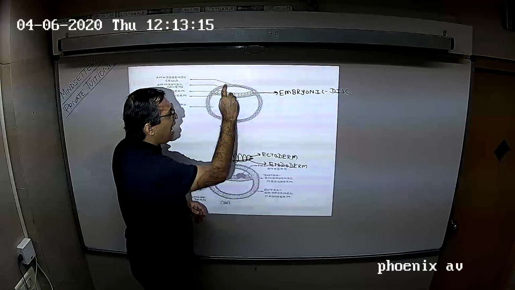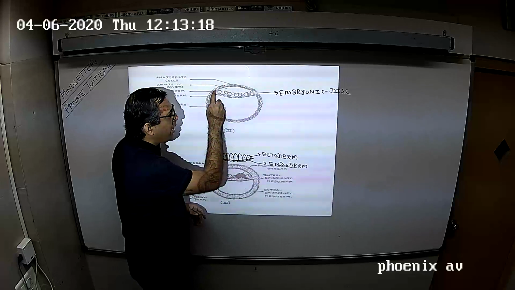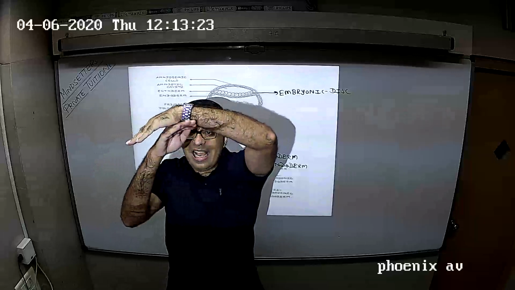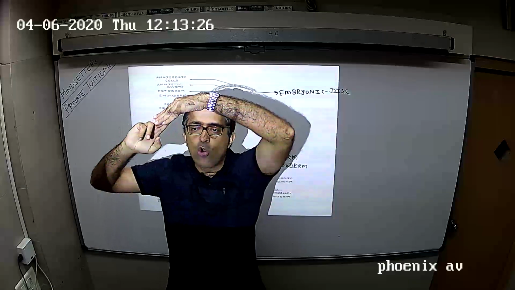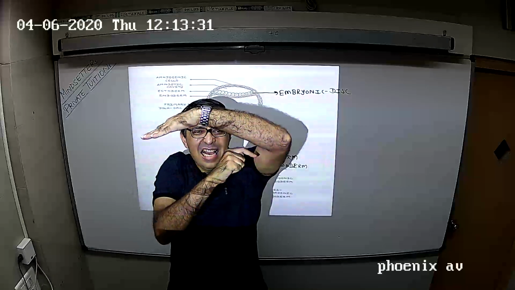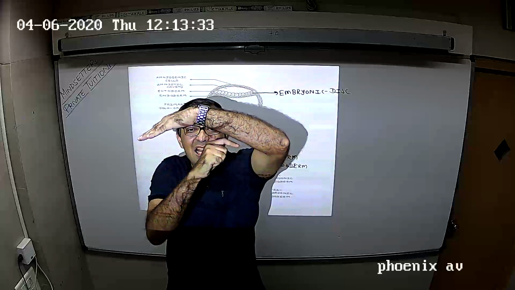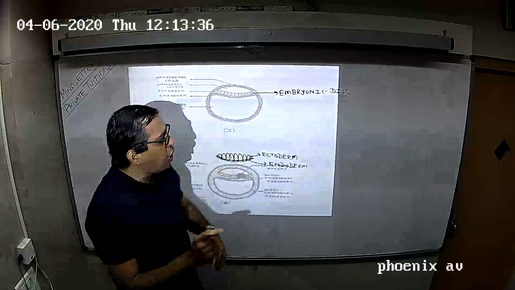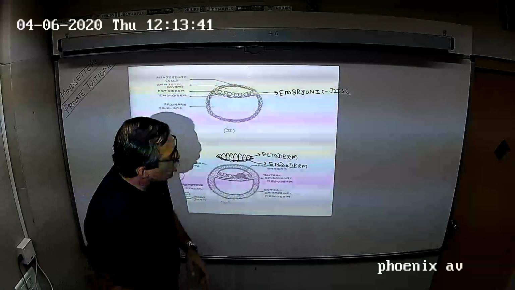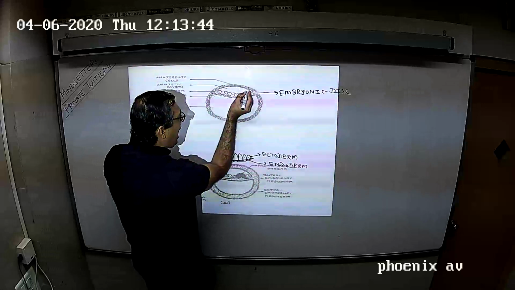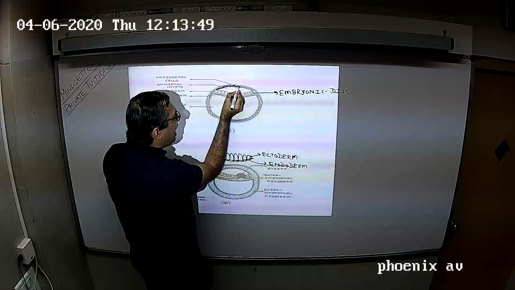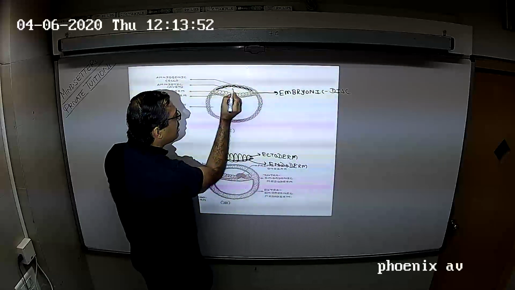Now, trophoblast cells at the embryonic pole undergo cell division and they form a single layer of cells, a single layer of cells which are called the amniogenic cells. So these are the trophoblast cells and they have divided to form a single layer of cells. And what is the single layer of cells which is there?